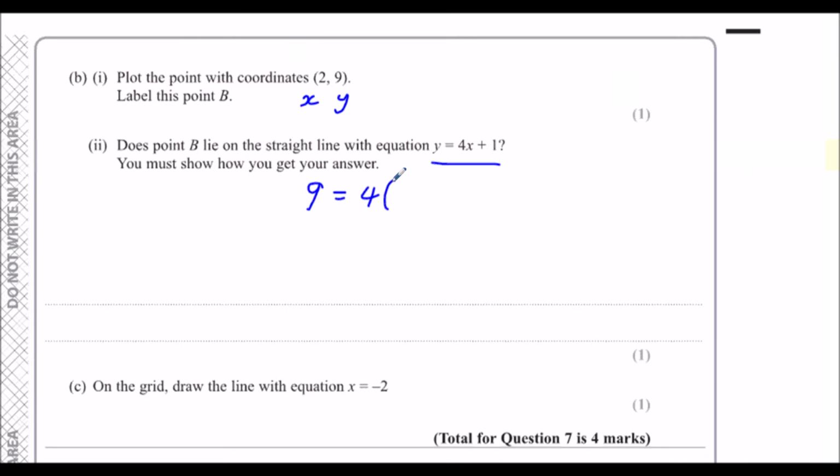equals 4 times 2. I'll write the times as a bracket. 4 times 2 plus 1. So is this true? Does 9 equal 4 times 2 plus 1? 4 times 2 is 8 plus 1. So 9 equals 9. So yes, that works. So it must lie on the line. So yes.